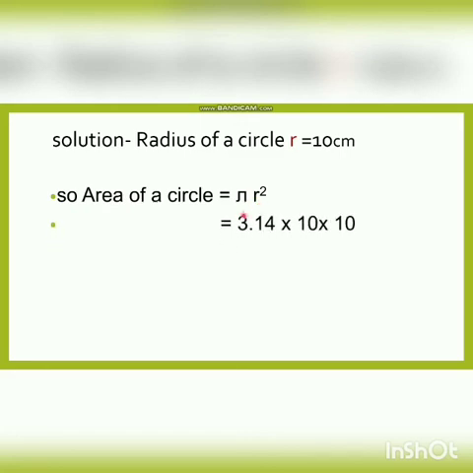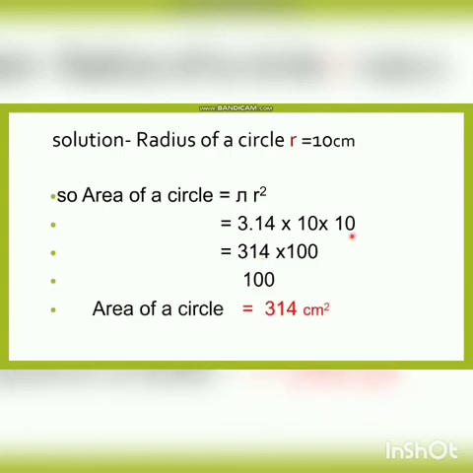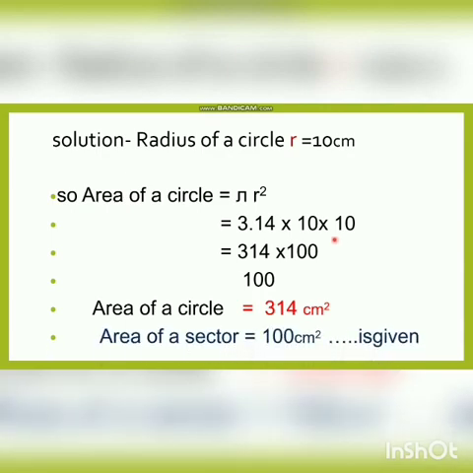Putting the value, pi is equal to 3.14, so 3.14 into r square, where r is 10, so 10 into 10. On the next step, I write 3.14 as 314 upon 100, and 10 into 10 becomes 100. So 314 upon 100 into 100. Here the 100 gets cancelled. So the area of a circle is equal to 314 centimeter square.